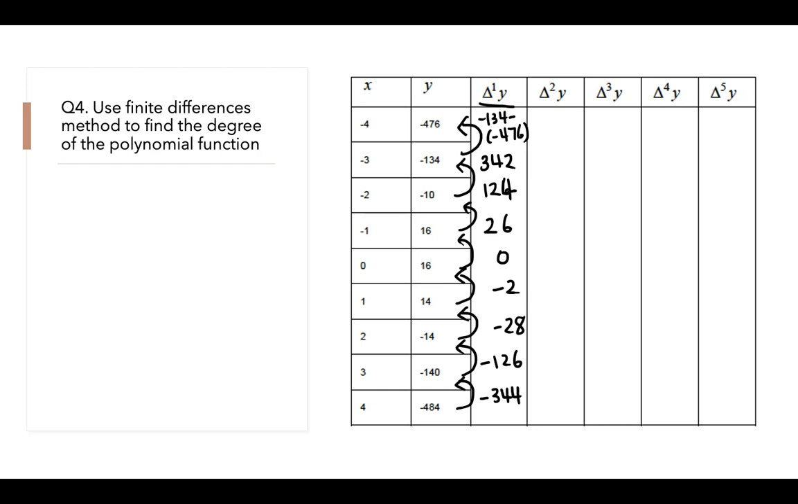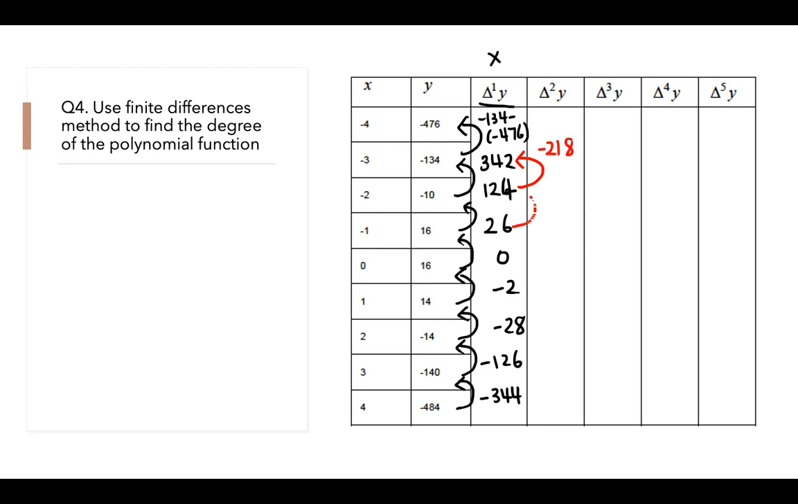As you can see, are the first differences the same? No, they're not the same, so we know it's not going to be linear. Now let's take a look at the second difference. I'm going to subtract the first differences. So let's do it in a different color. I'm going to do 124 minus 342. Once you subtract it, it's going to be negative 218.